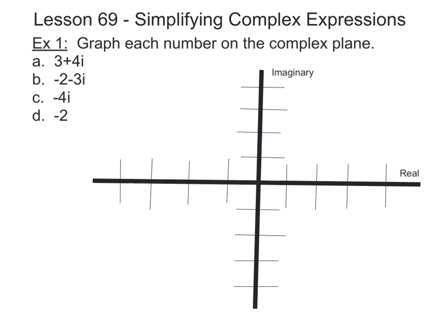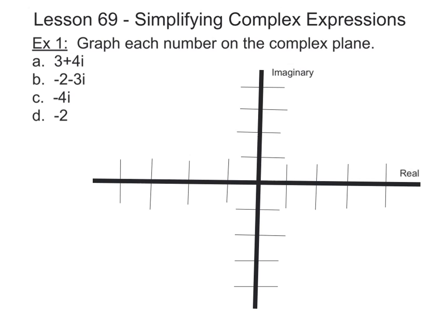Lesson 69, we get into simplifying complex expressions. We've worked with complex numbers before, so let's start with a little review. A complex number, again, is made up of a real component and an imaginary component. If we take a look at example 1a, the example 3 plus 4i, we would consider the 3 to be our real part and our 4 to be our imaginary part.